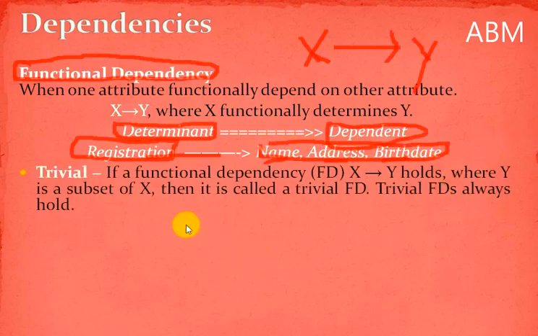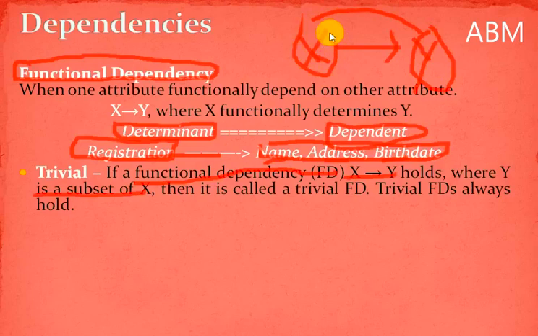In the trivial functional dependency, it means that if x determines y, where y is a subset of x, then all the instances of y will be within x, because y is a subset of x. All the instances of y are within x.